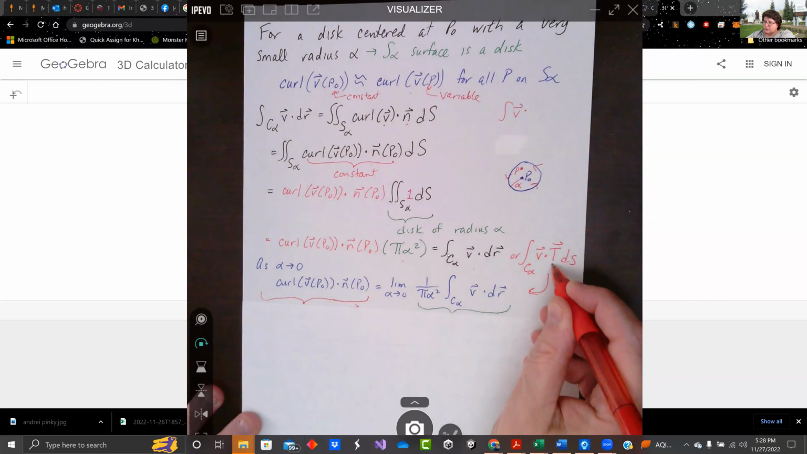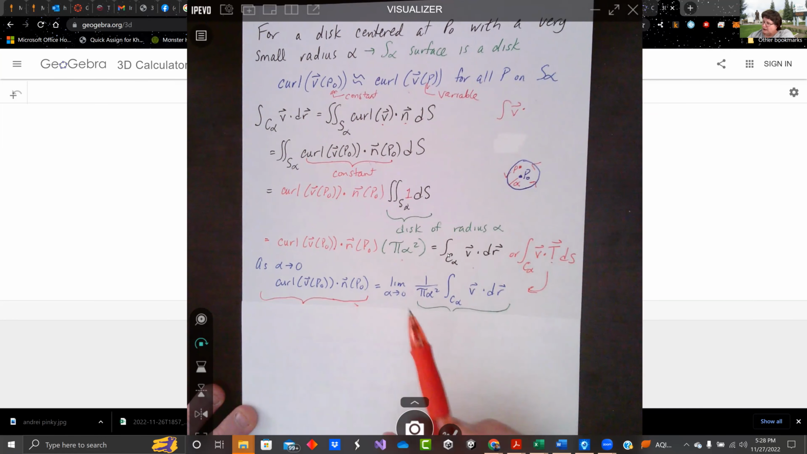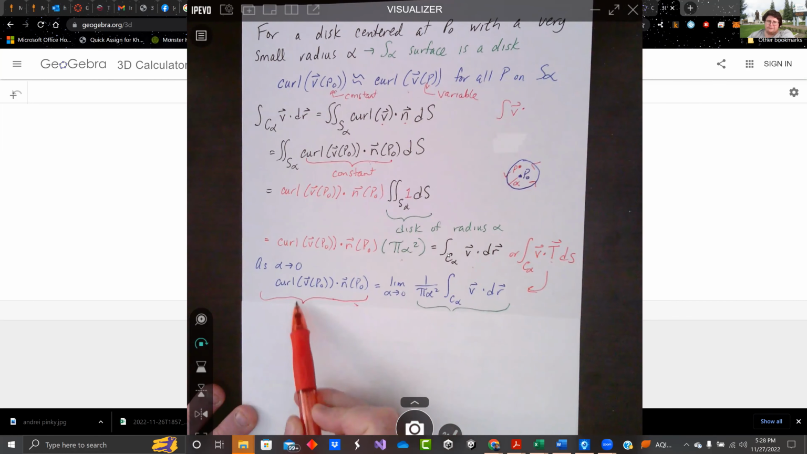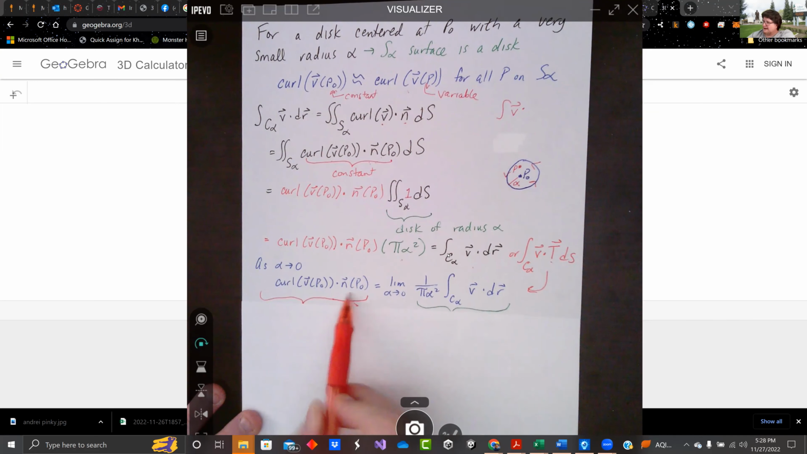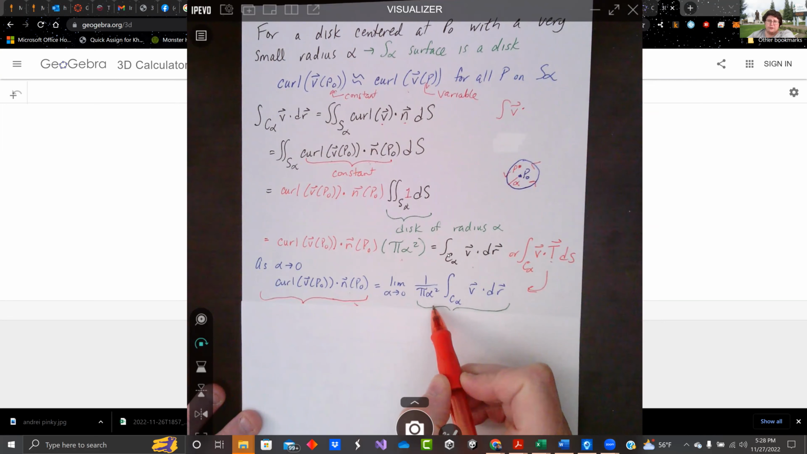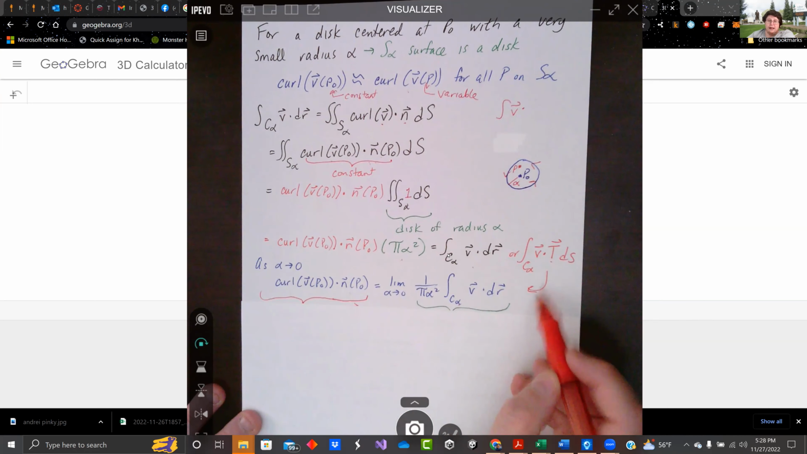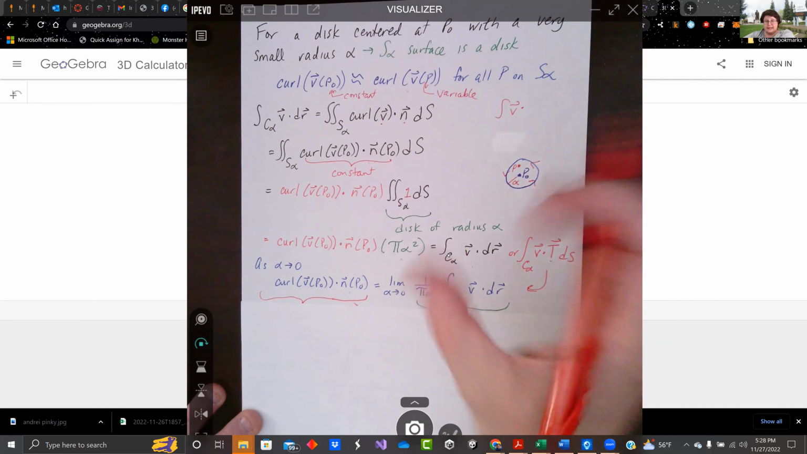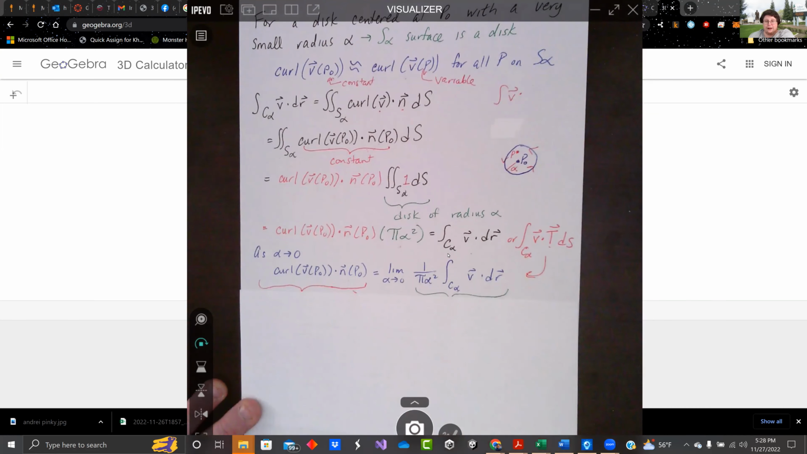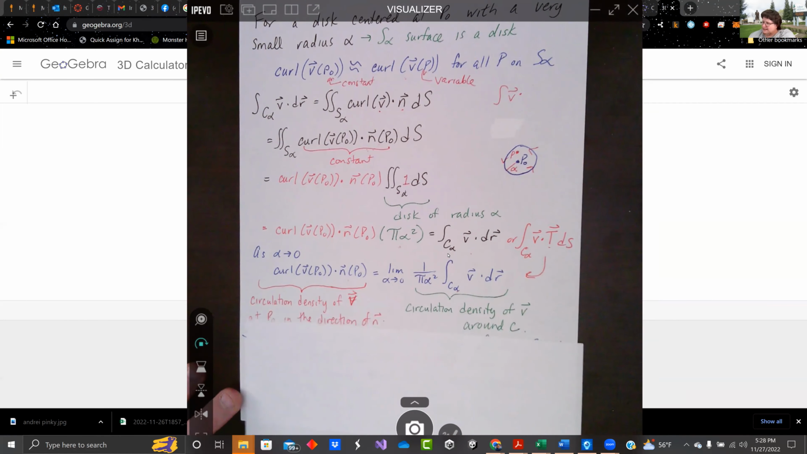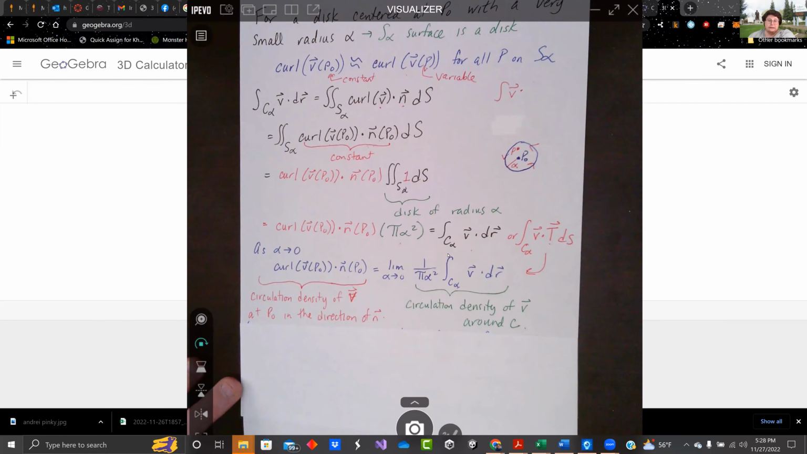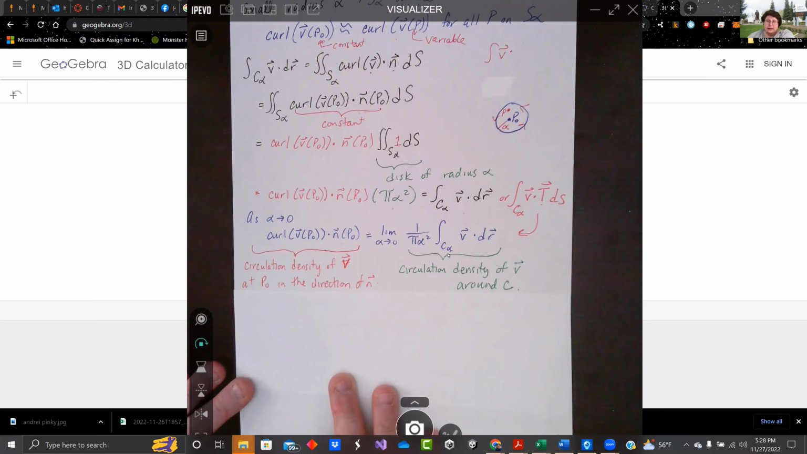Or V dotted with the tangential component. If I solve for that curl of V times N, we have 1 over pi alpha squared times the line integral around the curve for V dot dr. As alpha goes to 0, this circle clenches down in on the point. This left-hand side is called the circulation density of V at P naught in the direction of N, and the right-hand side is the circulation density of V around C. So as alpha goes to 0, they're the same.